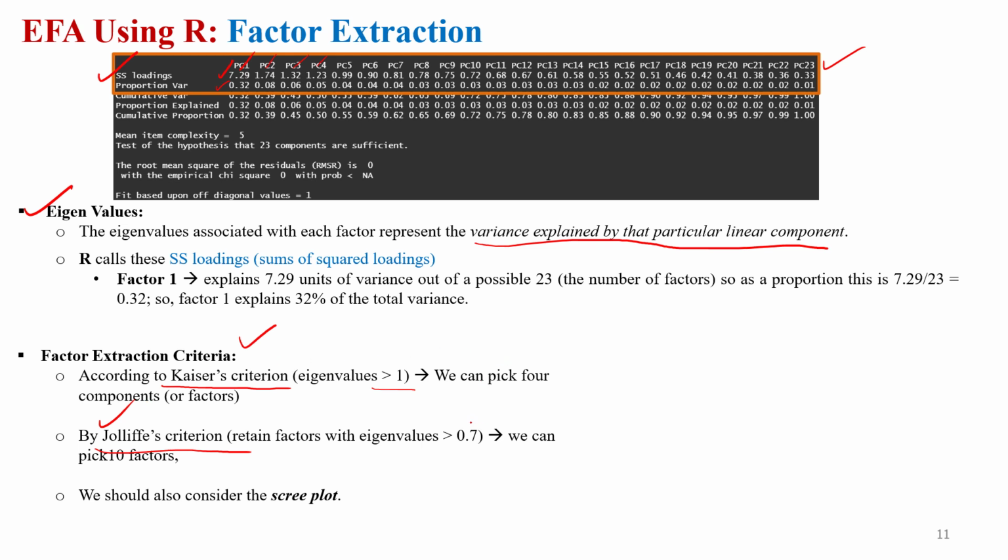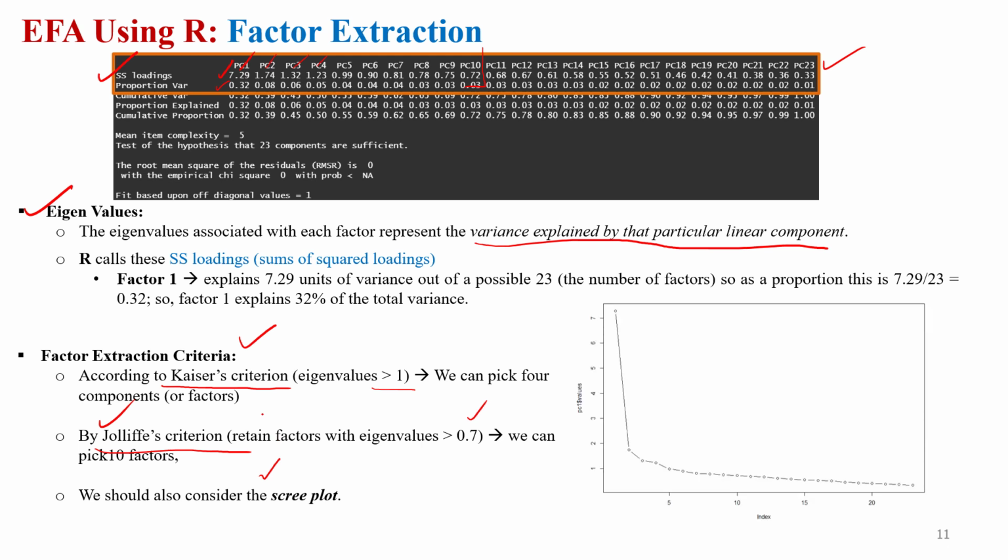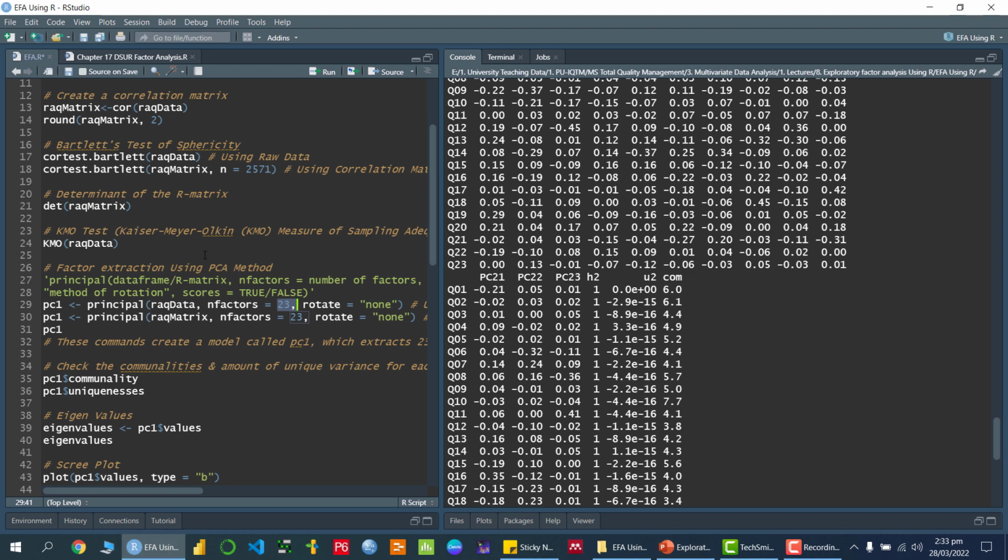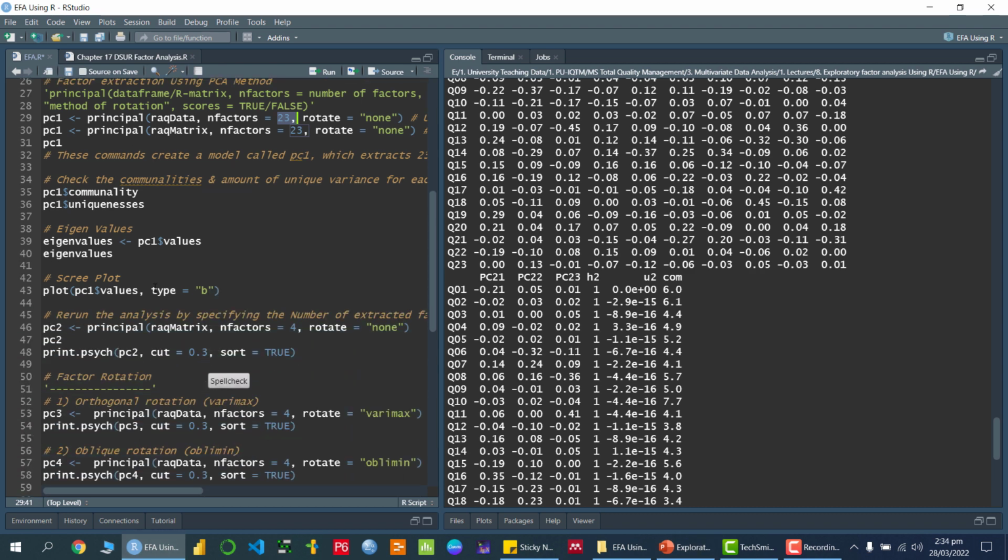Similarly, we can use Jolliffe's criteria. He says we should pick all those factors which have an eigenvalue more than 0.7. So according to this, we can pick the first 10. But there is another criterion which we can use, that is the Scree plot. The Scree plot looks like this one. Let me draw it first of all, and then we will see how we can interpret it.